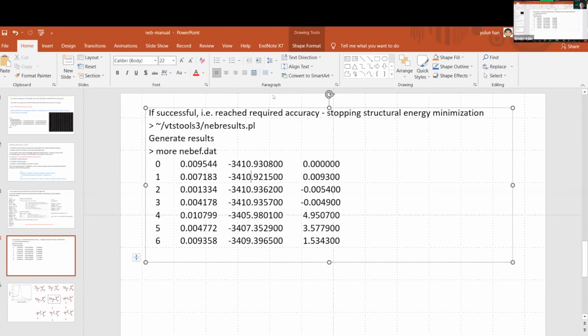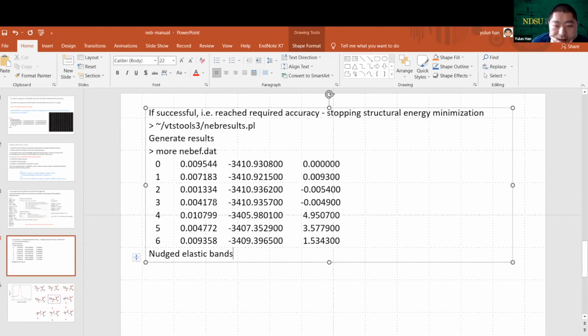If there are no oral questions, let's look through the chat. There's some question about NEB. I guess it's largely the nudged elastic band. A non-elastic band? Okay.